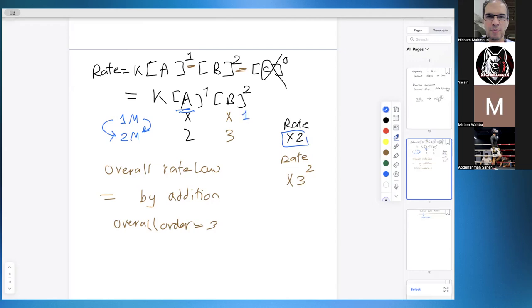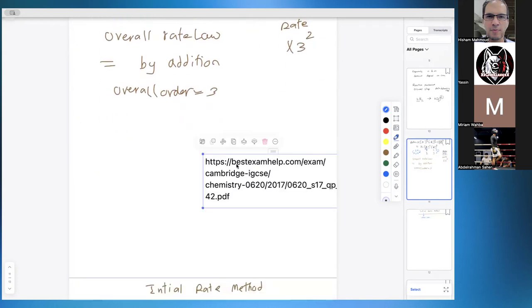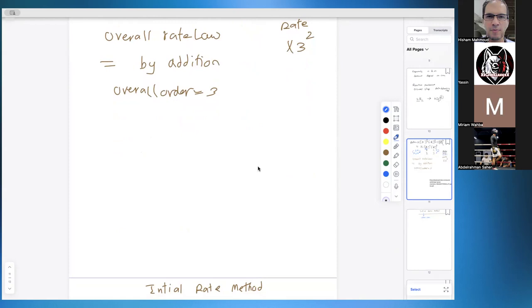But if the concentration was 1 and became 3, this means that the concentration of B has tripled. Then what will happen to the rate? It will be multiplied by 9. Why 9? Because it is tripled and this is second order, so 3 to the power of 2. So he will give me some experiments with concentrations and ask me about the rate law.